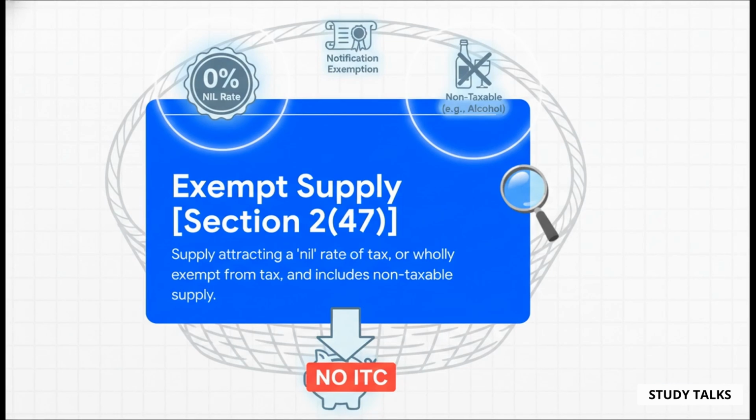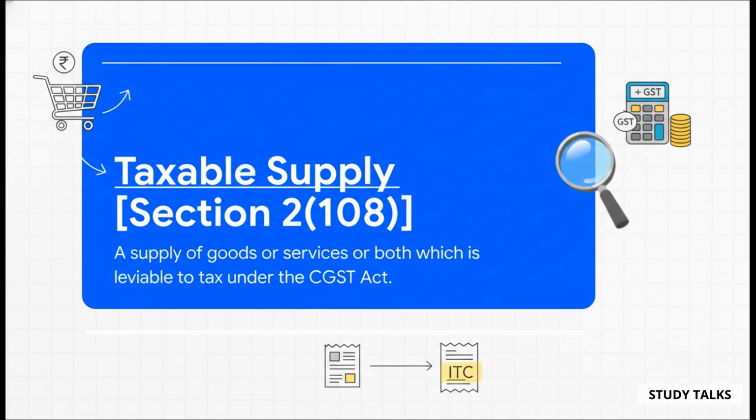Okay, this one is critical. Exempt supply. Remember we said you don't get ITC on these? Well, the term exempt supply is actually a bucket that holds 3 different things. It includes supplies that have a nil rate of tax, supplies that are specifically made exempt by a government notification, and non-taxable supplies, like alcohol for human consumption. All 3 of these fall under this one umbrella term. And on the flip side of an exempt supply, you have a taxable supply. Pretty simple. This is any supply of goods or services that GST is charged on. This is the stuff you can claim ITC for, because it's what you use to make your taxable outward supplies.